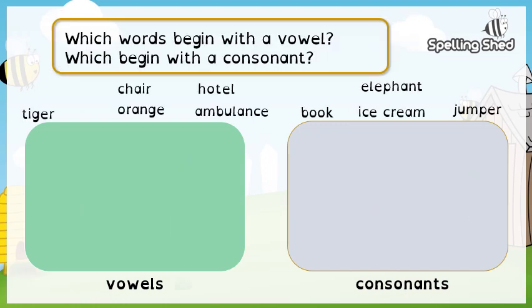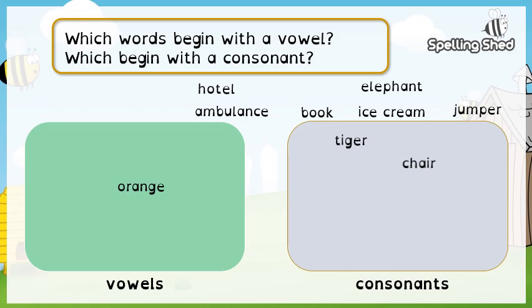Which words begin with a vowel? Which words begin with a consonant? Can you help me sort them? Tiger. Now that's a T. That's not one of our vowels, so I know that's a consonant. Chair starts with a C. No, that's not a vowel. It's a consonant. Orange. Now that starts with an O. I know that's one of my vowels, so that is a vowel.